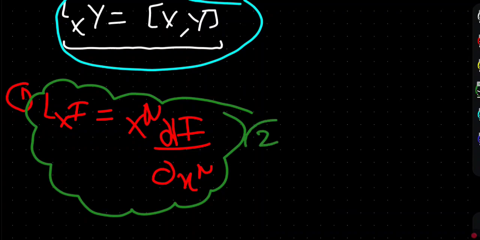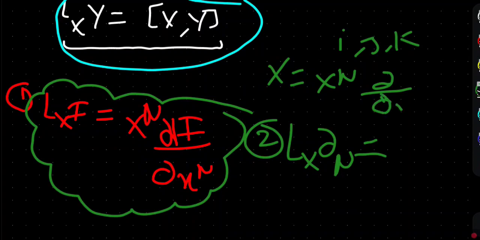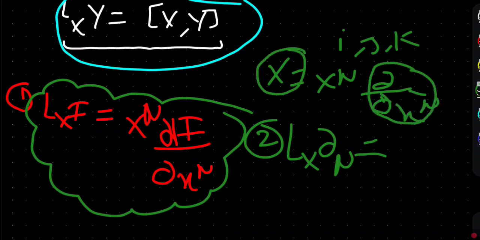Now let's move to the second result: what will happen if this Lie derivative acts on a coordinate basis? One of the bases that we encounter in physics is i cap, j cap and k cap, but in manifolds we have to generalize this, and we denote it with ∂_μ. You will study this in topology, especially when you discuss tangent vectors. We can write the vector field X as X^μ ∂/∂x^μ, and this is the coordinate basis for our vector field X, and X^μ is one of the components.